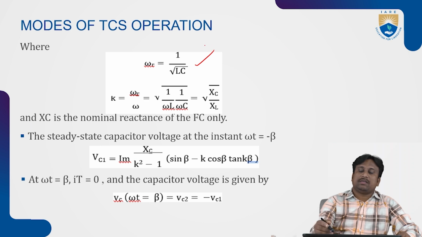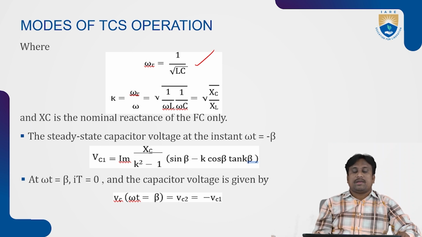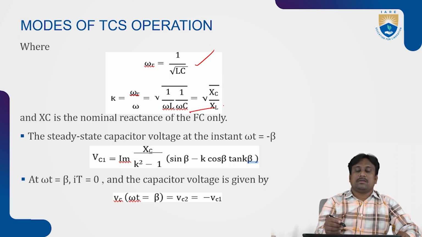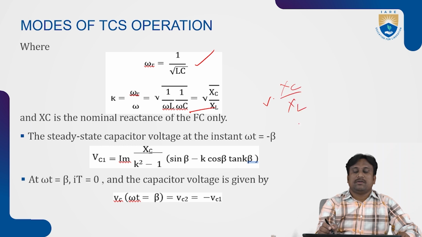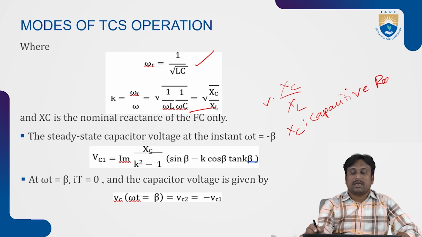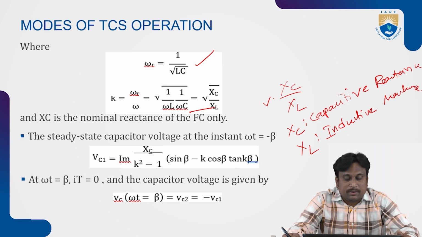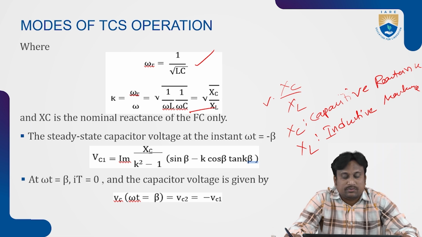So here omega r is treated as 1 by root LC, where k is omega r by omega. That is, v into 1 by omega L into 1 by omega C, where v into XC by XL is considered, where XC is the capacitive reactance and XL is the inductive reactance. So, nominal reactance of the system is usually considered.